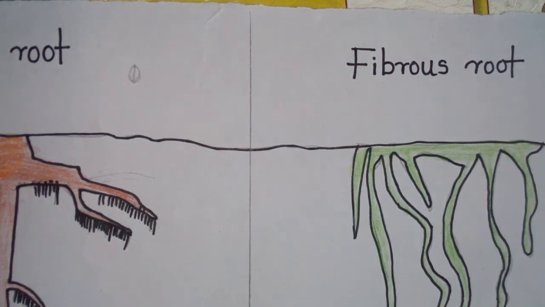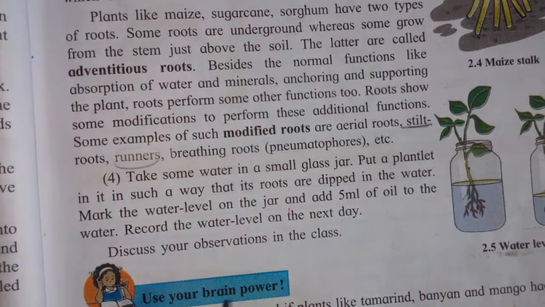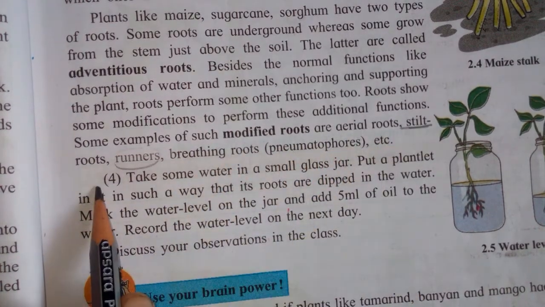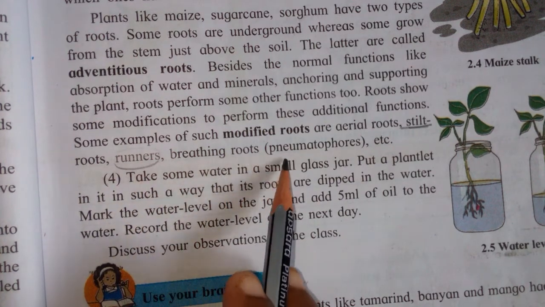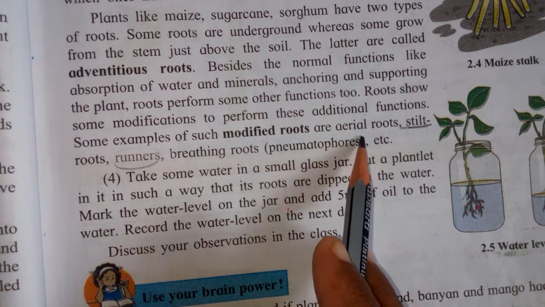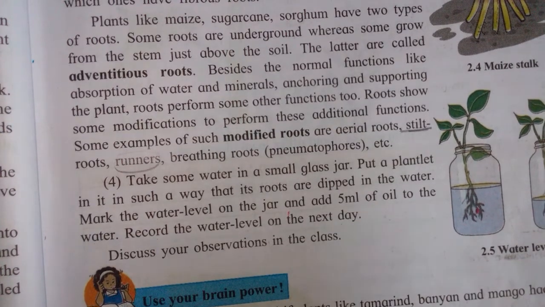Understood? Then see, roots perform some other functions also. Some modified roots are also there. Among them, see here, some modified roots are aerial roots, stellate roots, runners, and breathing roots, which are said to be pneumatophores. Aerial root means we cannot see such a type of root inside the soil.